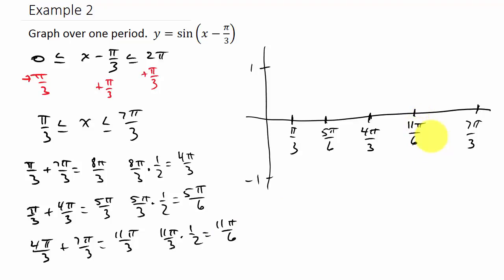Okay. Alright, so we're graphing the sine function. So remember, sine starts out at 0. So where are we starting? We're going from pi over 3 to 7 pi over 3. So it starts out at pi over 3. At pi over 3 it starts out at 0, and then the next point, where does it go? Its maximum, and then back to 0, and then its minimum, and then back to 0. And then we can sketch our graph in.